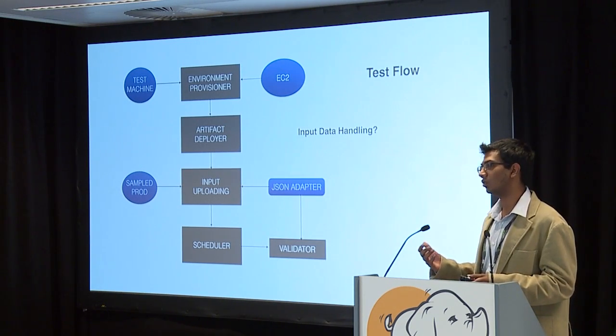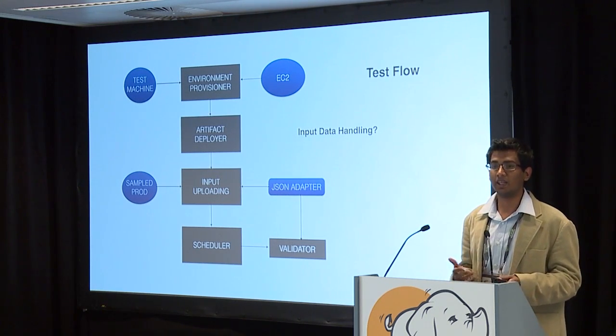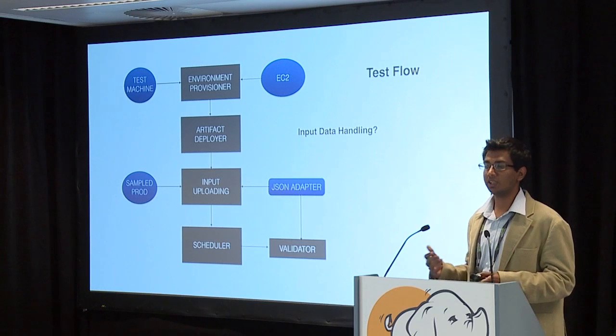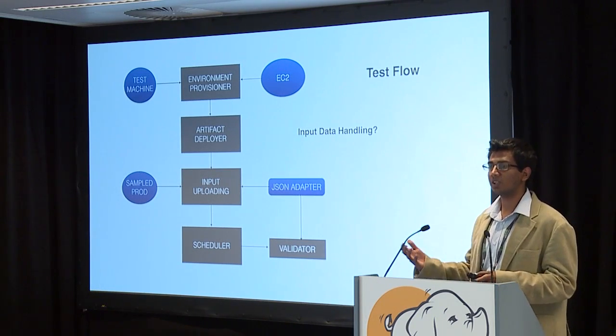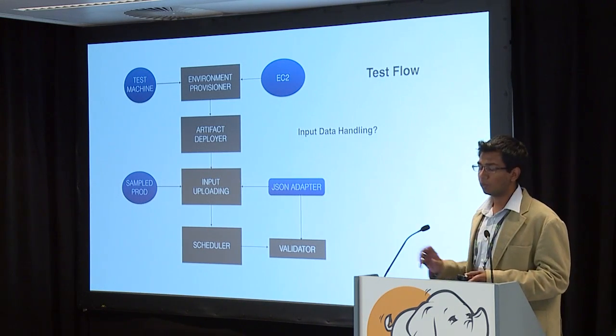How does it do it? It uses JSONs. We chose JSONs because they are very human readable and very editable. So the tester can easily start making a lot of functional tests in a jiffy, right? So you have your input data ready.